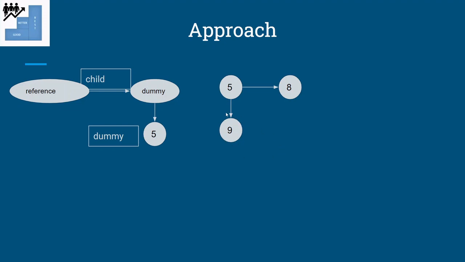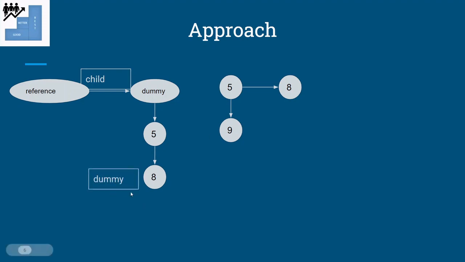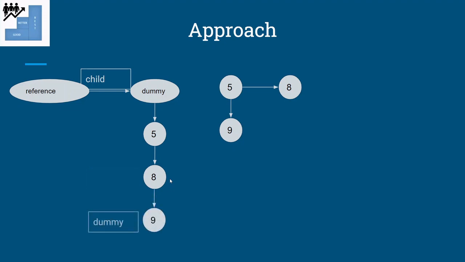Then the comparison would be done between 9 and 8. So 8 is smaller than 9. So we will have next child as 8 and dummy would become 8. Similarly, then 9 will come and dummy will become 9. Since dummy has come till here in the process, that's why we had to keep the reference pointer. And once the two verticals are merged, we would be returning the reference dot child, which would be pointing to this particular node.